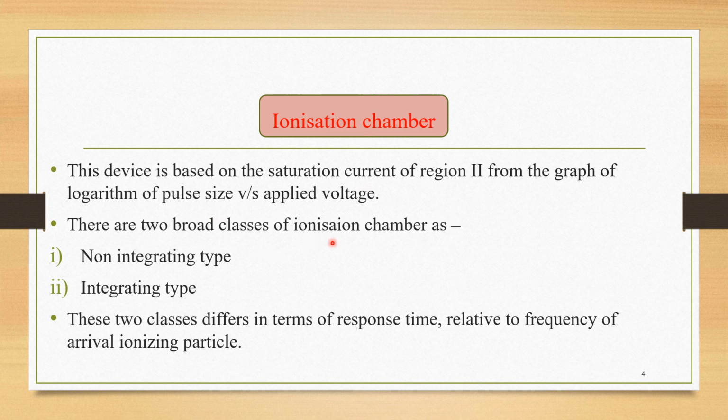There are two broad classes of this ionization chamber: the non-integrating type and the integrating type. These two classes differ in terms of response time relative to frequency of arrival of the ionizing particle. So in short, we can say that this ionization chamber is useful for the measurement of radioactivity. This device is based on a saturation current of region second.